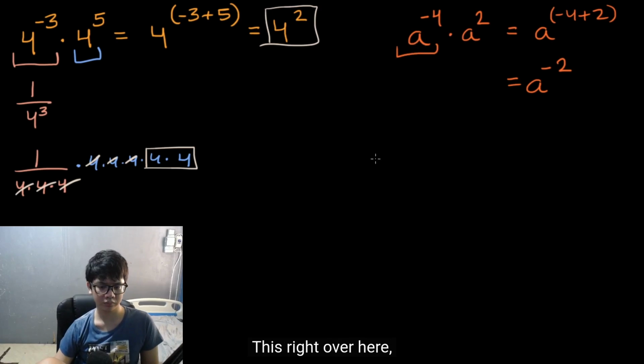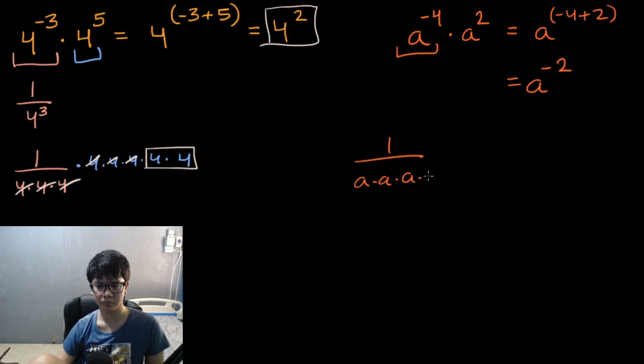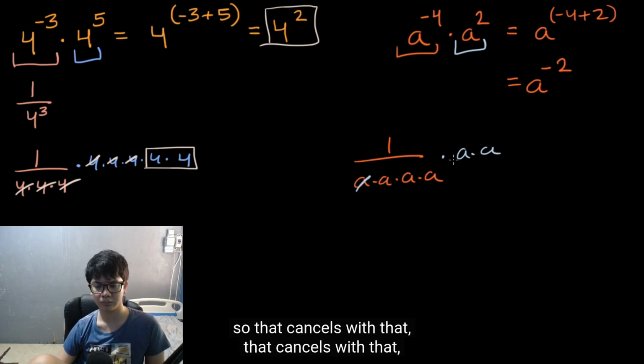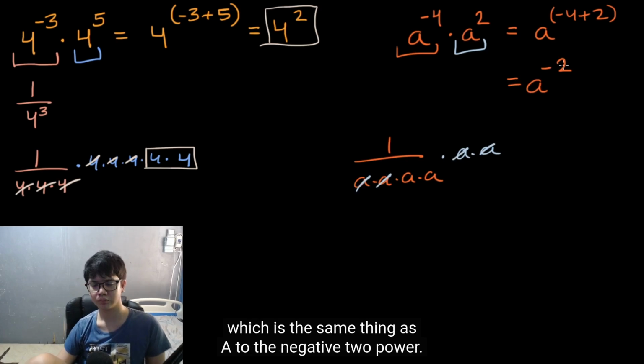This right over here, that is 1 over a times a times a times a. And then this is times a times a. So that cancels with that, cancels with that, and you're still left with 1 over a times a, which is the same thing as a to the negative 2 power.